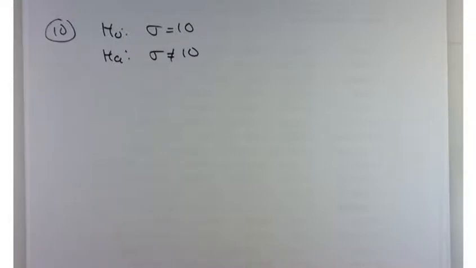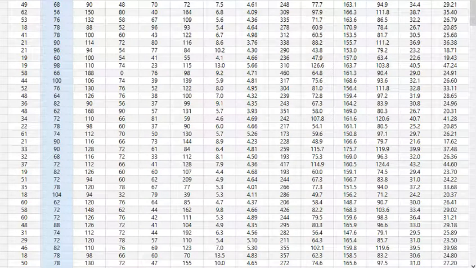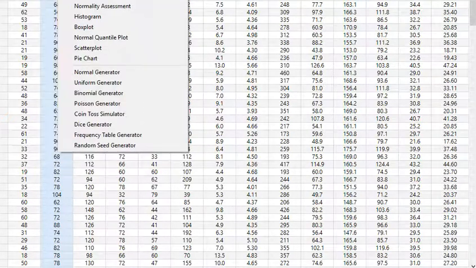In order to do this test, we need to make sure that the data come from a normal distribution. So here's the nice thing about StatDisk, we can do that pretty quickly. Trying to remember where its normality test is under Data. So you go to Data and then down to Normality Assessment.